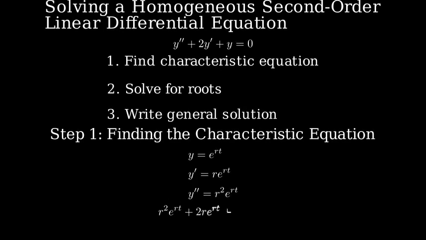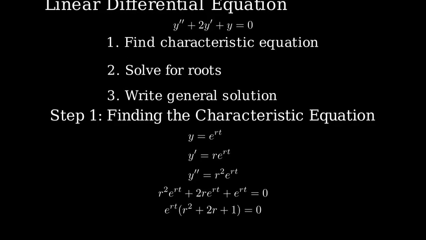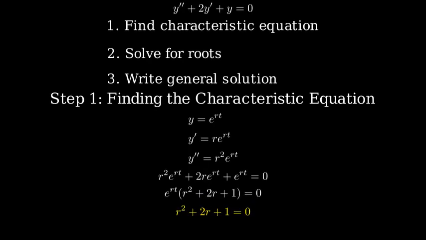We get r^2 e^(rt) + 2r e^(rt) + e^(rt) = 0. Factor out e^(rt), since it's in every term. This gives us e^(rt) times (r^2 + 2r + 1) = 0. Since e^(rt) is never 0, we can divide both sides by e^(rt). This gives us our characteristic equation: r^2 + 2r + 1 = 0.